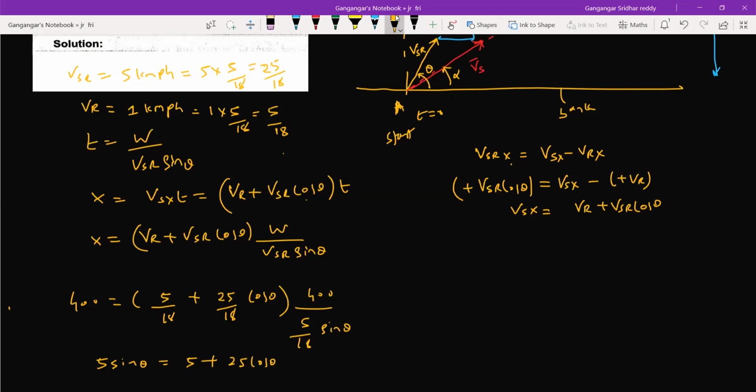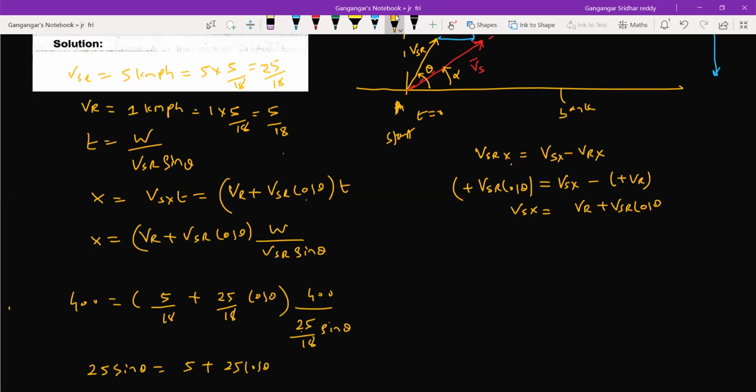Sir, it is 400 by 25. VSR is 25 by 18. Okay, I'll do the correction. 400 will cancel out. Here 18 will cancel out. So this will be 25 sin theta, 5 plus 25 cos theta.